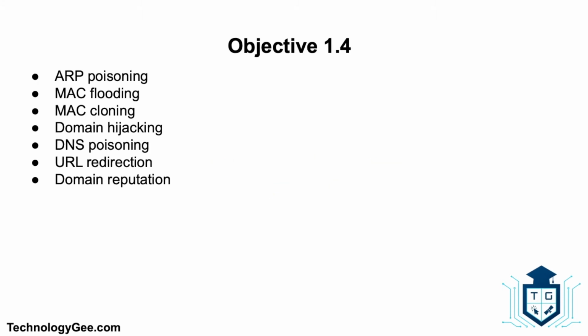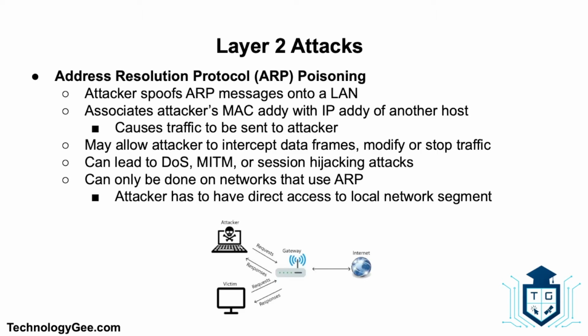In this video, you're going to learn about layer 2 attacks such as ARP poisoning, MAC flooding, and MAC cloning. You're also going to learn about DNS attacks such as domain hijacking, DNS poisoning, URL redirection, and domain reputation. Let's talk about these layer 2 attacks.